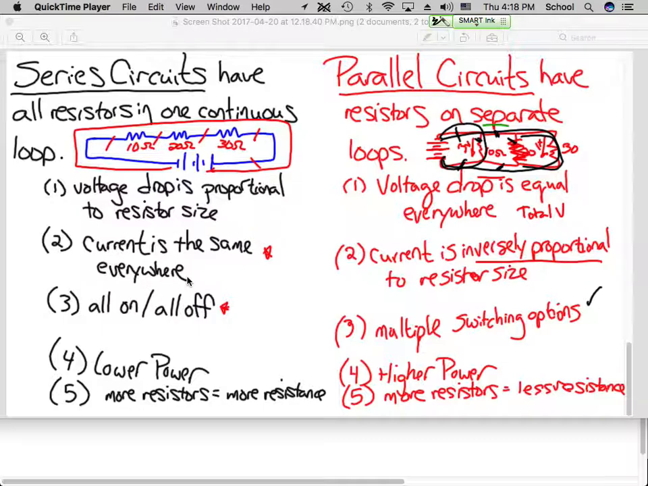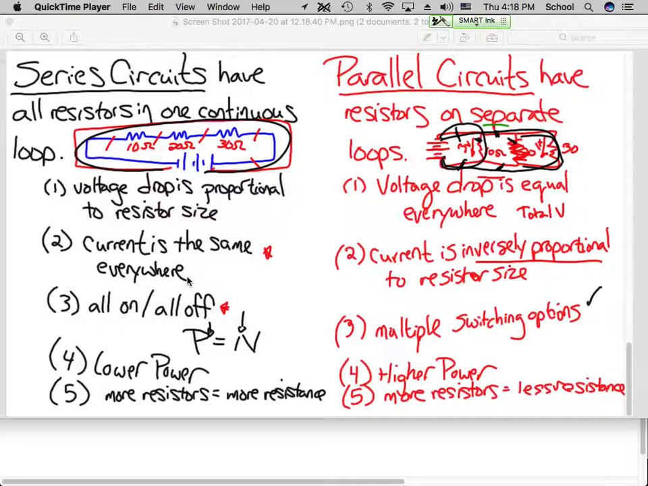Now, as far as power goes, power consumption is dealing with, of course, we know that P equals IV. So if P equals IV, if I have to shove through 3 resistors to get back to the battery like we're doing here in series, then that means I'm shoving through more, which means my current's going to be lower. If the current is lower, then the power is lower. So this is going to be lower power.